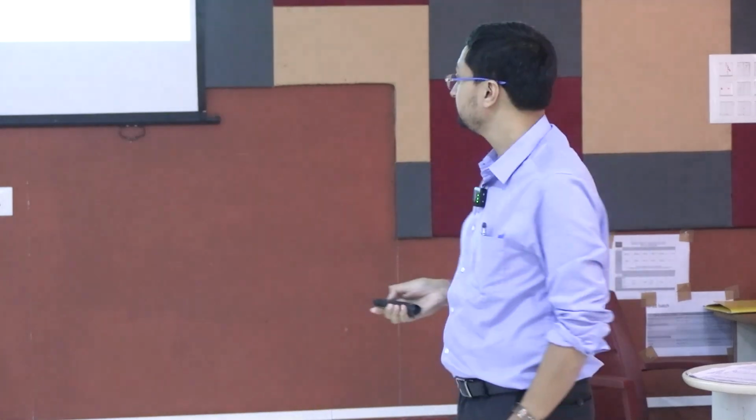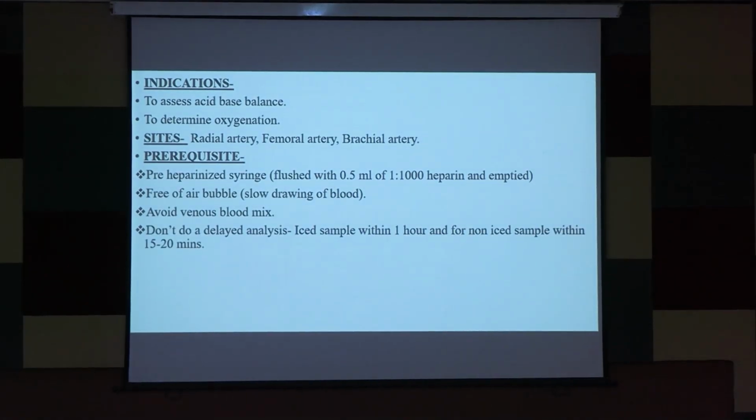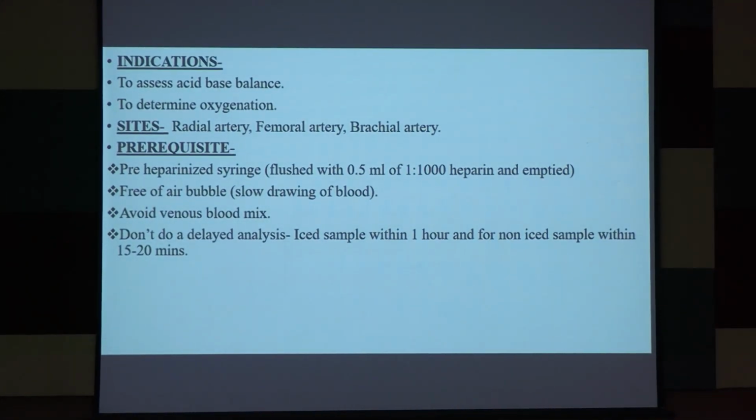Free of air bubble. Why? You are aspirating, so why would air embolism happen? Why? The sample should be free of air bubble because air contains more oxygen, right? So that is also an erroneous result, right? It will show more oxygen. So avoid mixture of the venous blood, and also do not do a delayed analysis. Always analyze an ice sample within 1 hour and a non-ice sample within 15 to 20 minutes.